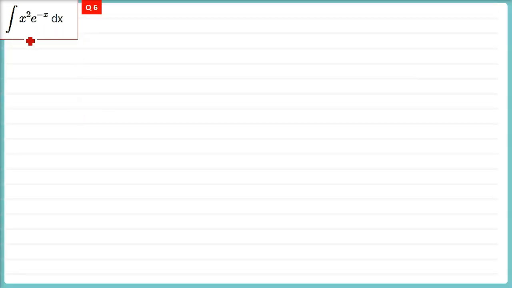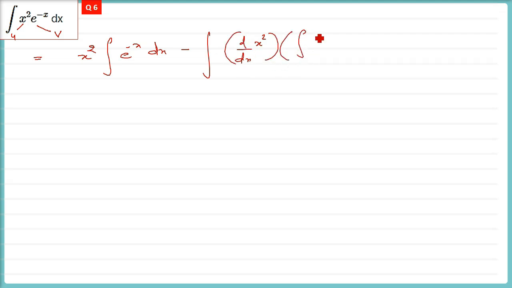Again, for a question with e raised negative x or e raised x, the same technique or approach has to be followed. So e raised minus x, normally we take it as the second function. So u as x square, v as the second one. Now when we integrate, x square times the integration of e raised minus x, minus the integration of d by dx of x square, the first function, times the integration of the second function, e raised minus x dx. These two are separate functions, the result will be multiplied and then the whole will be integrated.